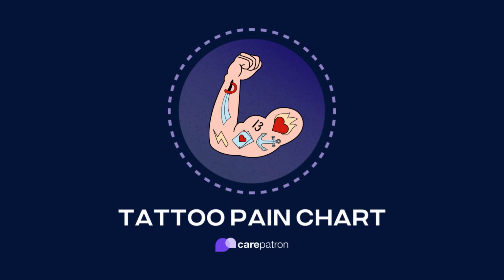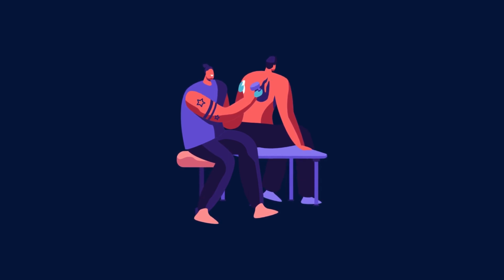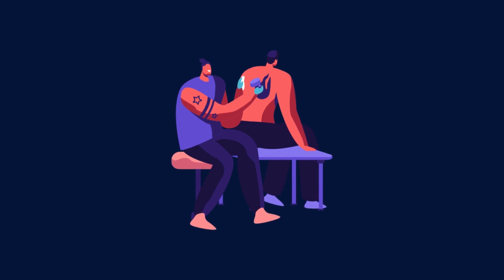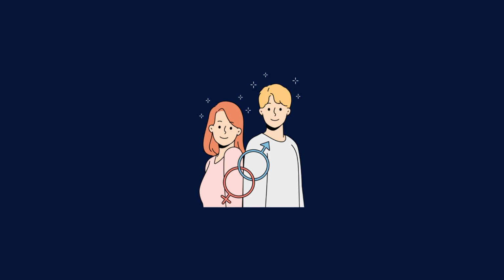A tattoo pain chart is a diagram from head to toe, coloured and labelled according to the pain intensity to expect if one gets a tattoo on a particular area of the body. Commonly, there are two pain charts, one for a biological woman and another for a biological man.